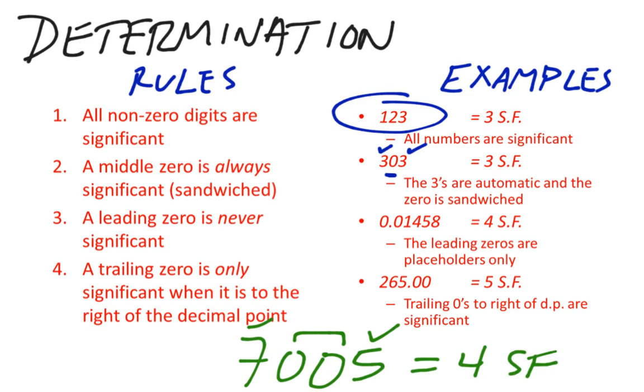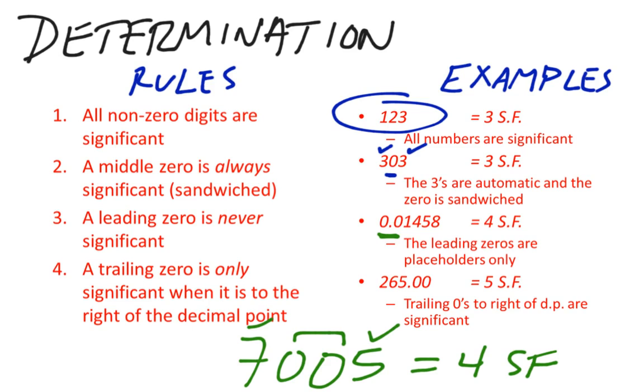The third rule is that a leading zero is never significant. So if we have 0.0 here, those are considered to be placeholders. We could rewrite that number 1.458 times 10 to the negative second power and remove those zeros and not lose any meaning whatsoever from our number.